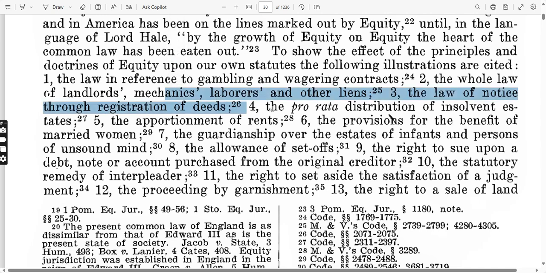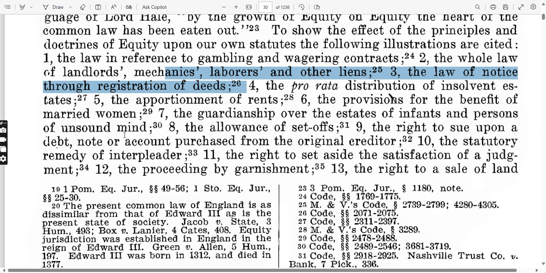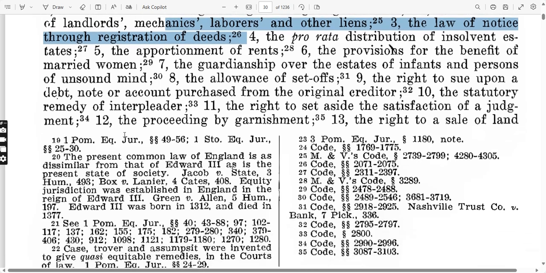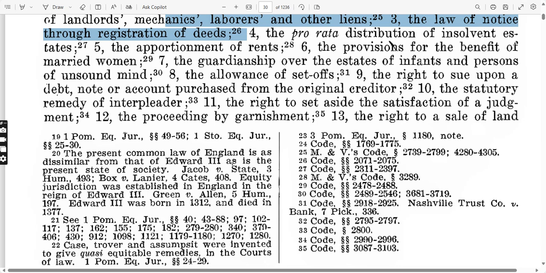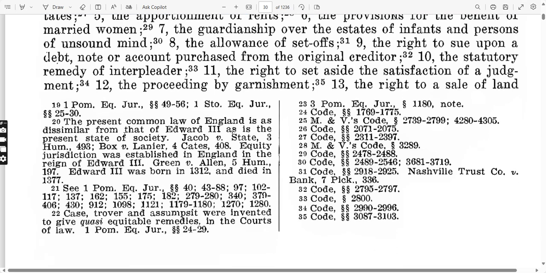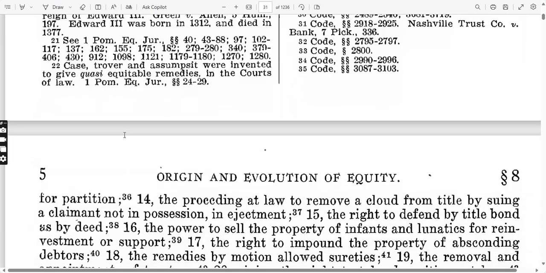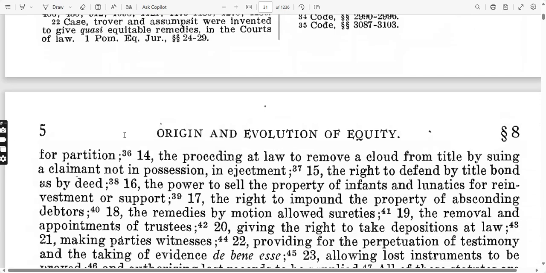The pro rata distribution of insolvent estates. 5. The apportionment of rents. 6. The provisions for the benefit of married women. 7. The guardianship over the estates of infants and persons of unsound mind. 8. The allowance of set-offs. 9. The right to sue upon a remedy of interpleader. 11. The right to set aside the satisfaction of a judgment. 12. The proceeding by garnishment. 13. The right to a sale of land for partition.